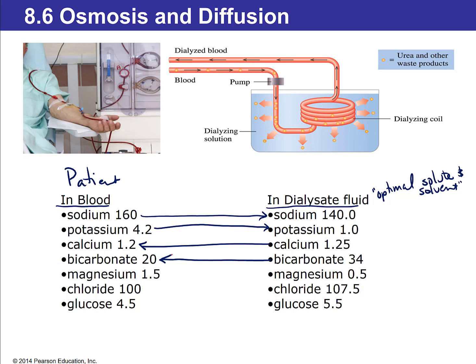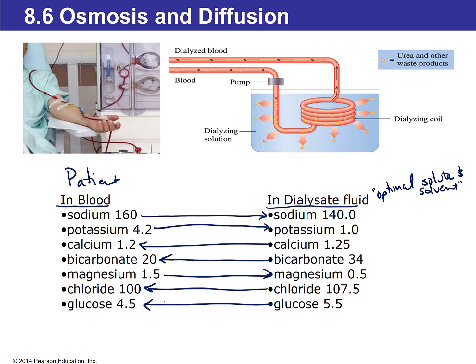What about magnesium? It's going to move out. It's going to go from 1.5 milliequivalents to 0.5. Chloride. A little bit will move in. What about glucose? So if it's 4.5, it'll go. So it's going to go from the dialysis fluid and into the blood. So you see the arrows. It doesn't mean everything comes out. Everything doesn't go in. It does it from high concentration to low concentration until it reaches that iso point, until it reaches a balance point.